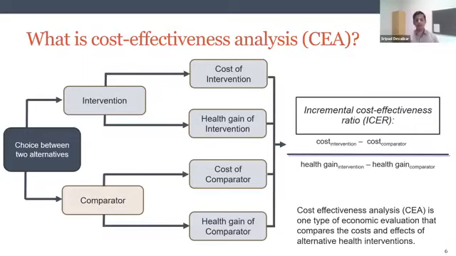And similarly, evaluate the health impact of the comparator strategy. And the incremental cost effectiveness of the intervention is nothing but the difference in the cost of implementing the intervention and the comparator relative to the health gains that are achieved. And this is one form of economic evaluation of different healthcare interventions. You could think of other metrics also in terms of choosing or ranking different interventions, right?